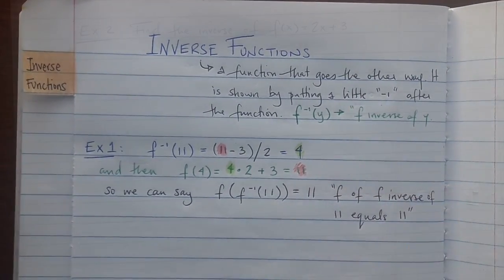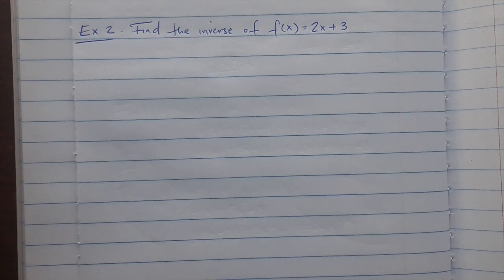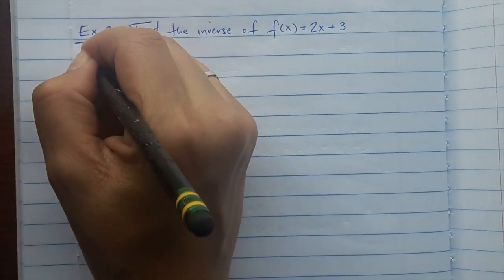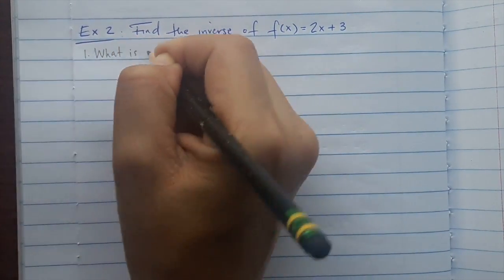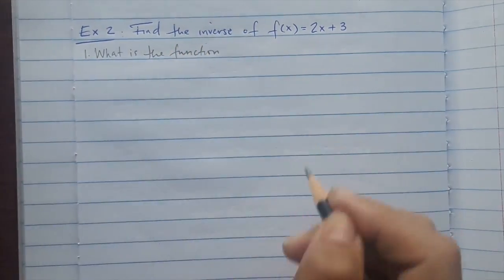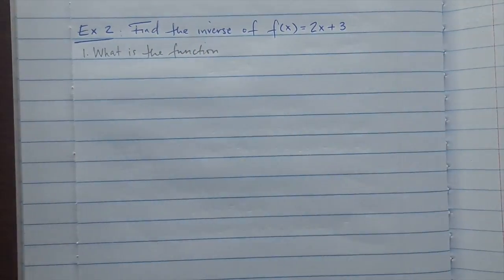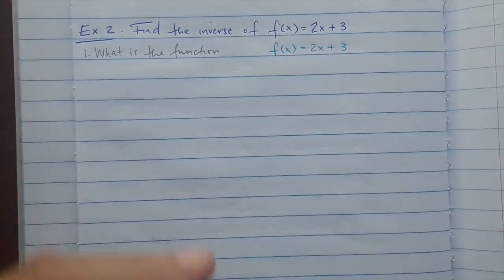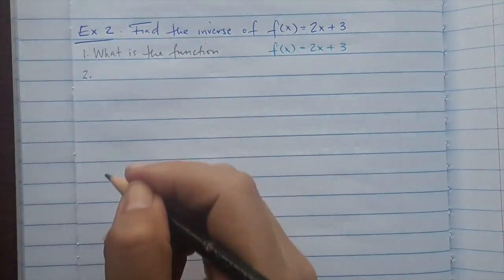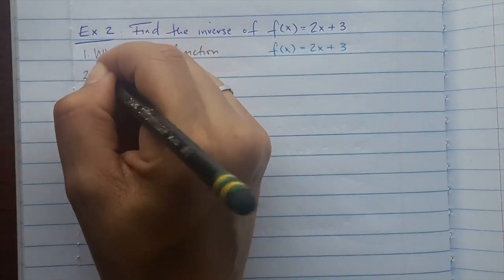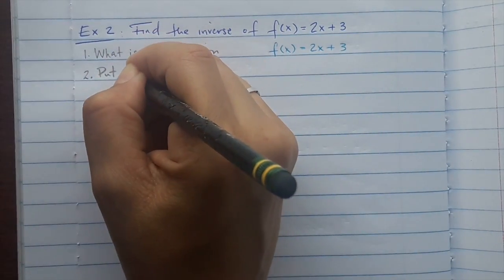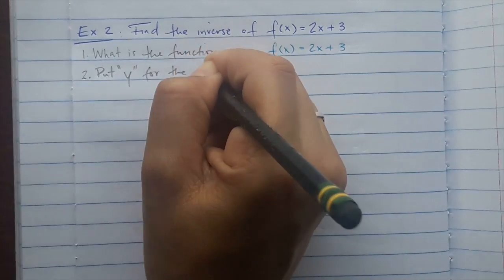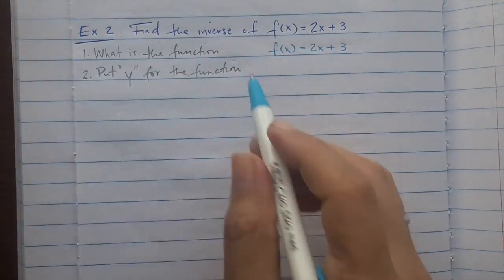Don't worry if the official definition is a little confusing. When we get to actually doing problems, it's really easy. So pause the video, copy that down. The very first step is going to be to ask yourself, what is the function? Okay, so the function in this case is f of x, right? Then the next thing you're going to do is put y for the function. So instead of having f of x, we're just going to place y instead of it. So we're going to have y equals 2x plus 1.